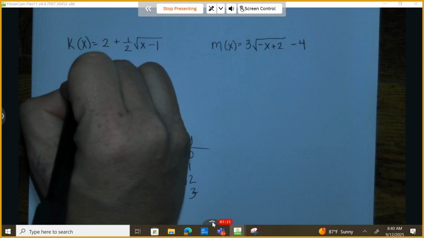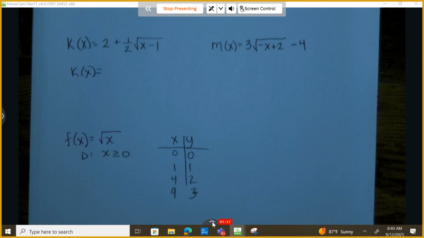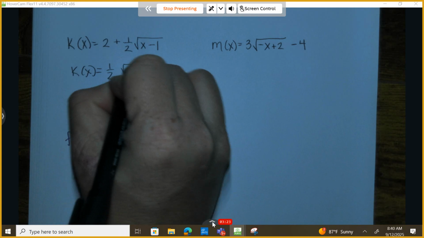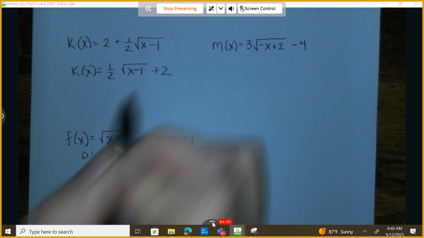This is going to confuse students, I think, for 2 reasons. One is they see a fraction, they're like, oh, I hate fractions. 2 is we're used to having this in front. So if we want to rewrite it, we can do that. Let's rewrite it. Okay, are you ready?